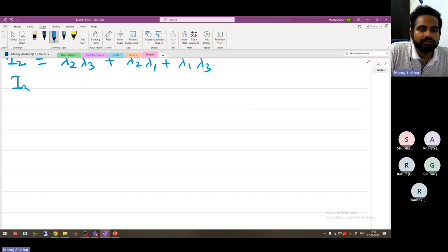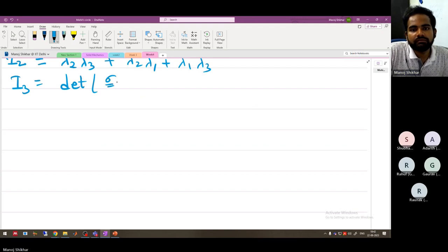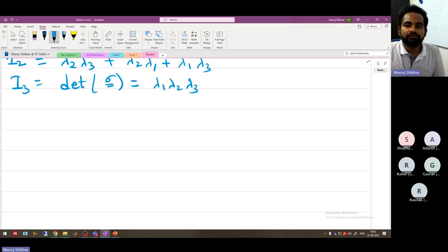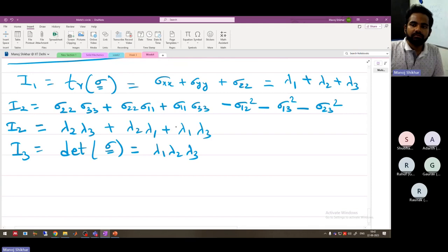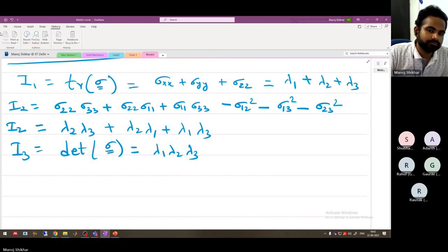And what will be our I3? I3 is the determinant of sigma. So this will be lambda 1 lambda 2 lambda 3 if we want to write it in terms of principal stresses, because on the principal plane, our matrix is a diagonal matrix.